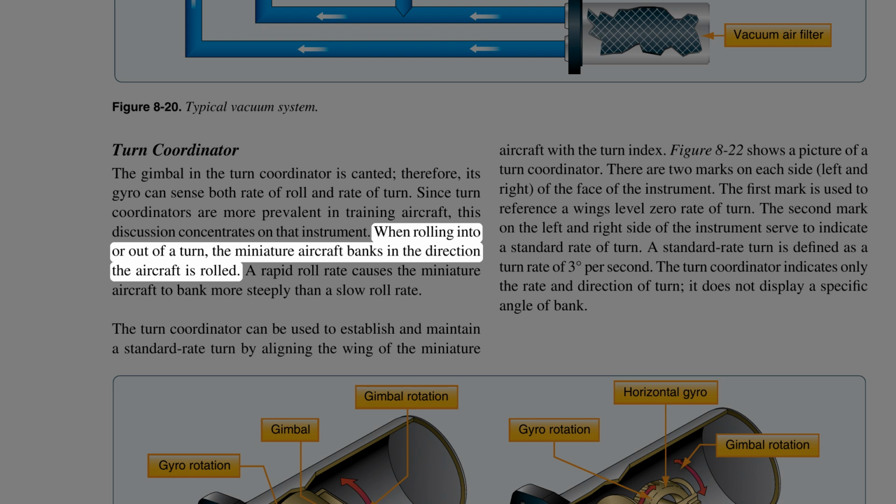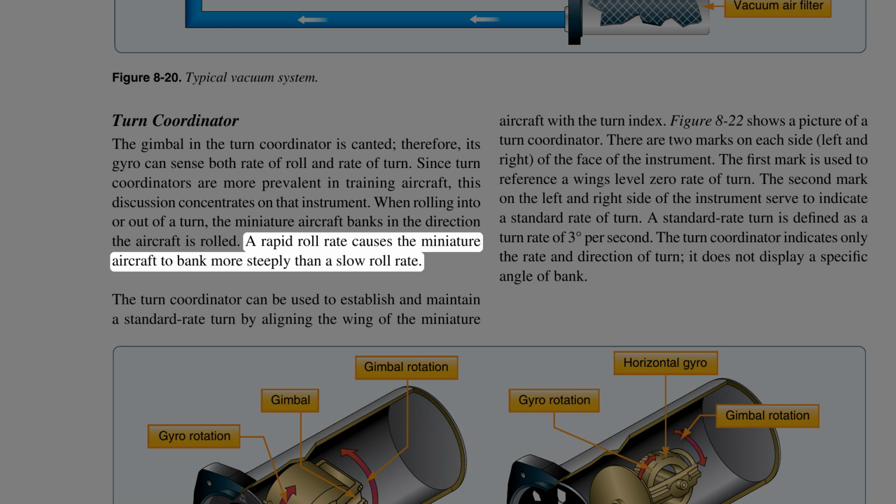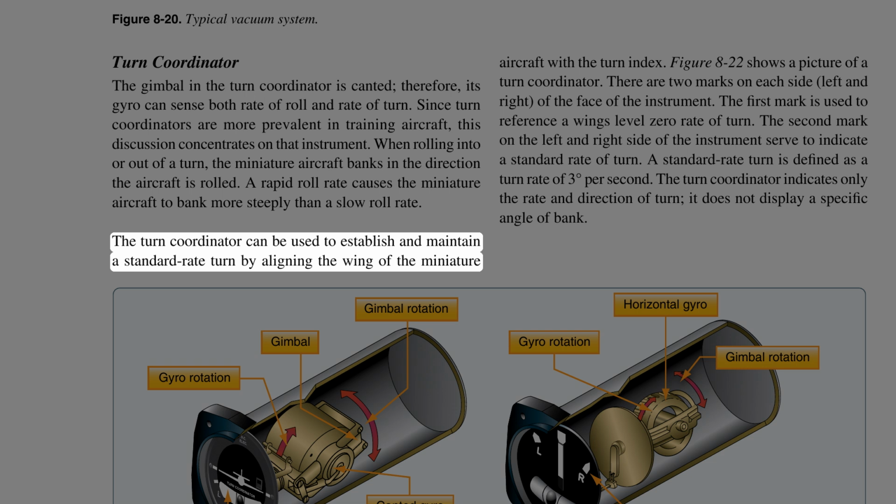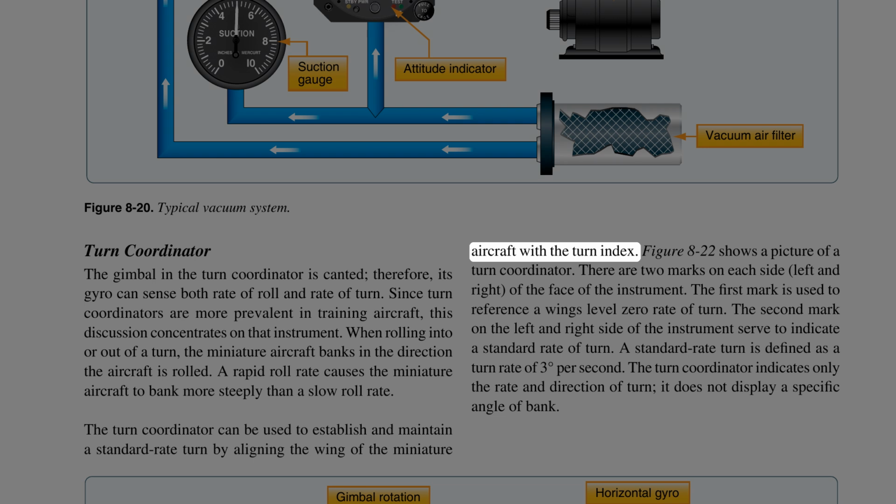When rolling into or out of a turn, the miniature aircraft banks in the direction the aircraft is rolled. A rapid roll rate causes the miniature aircraft to bank more steeply than a slow roll rate. The turn coordinator can be used to establish and maintain a standard rate turn by aligning the wing of the miniature aircraft with the turn index.